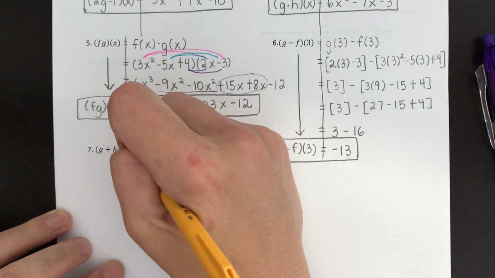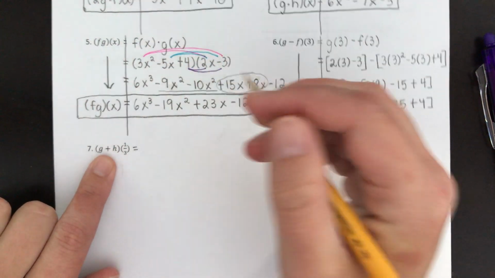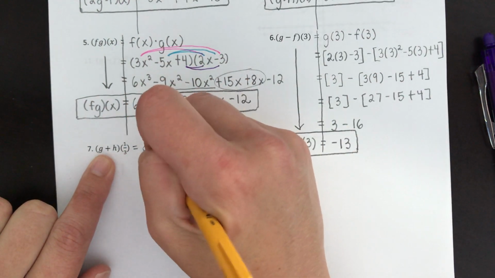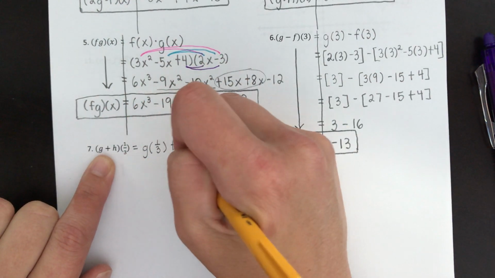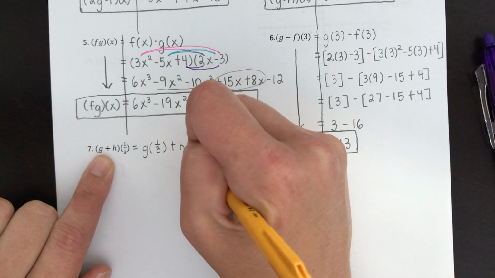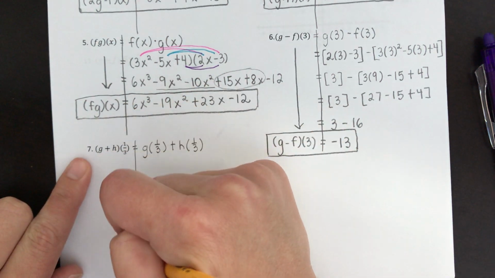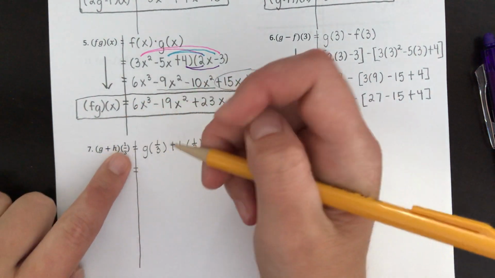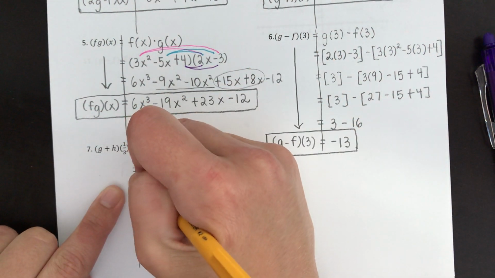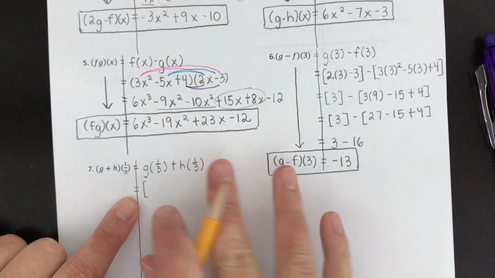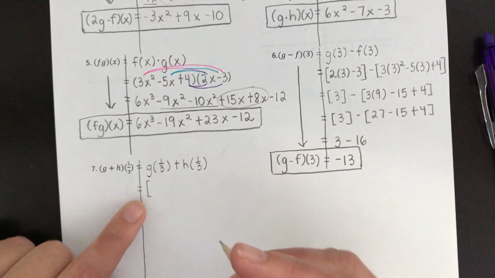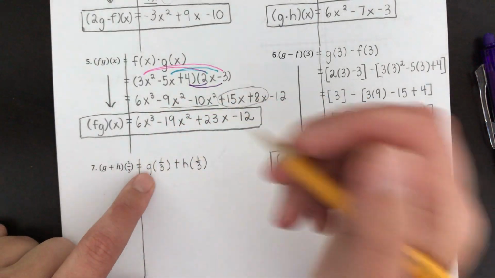Last problem on this page. Okay, so this g plus h of 1/3 means g of 1/3 plus h of 1/3. And again, since we've got a value here instead of a variable, I'm going to use brackets. And you won't be able to see it on my page. I don't have enough space to go up and you to see both, so you're going to have to look on your page.